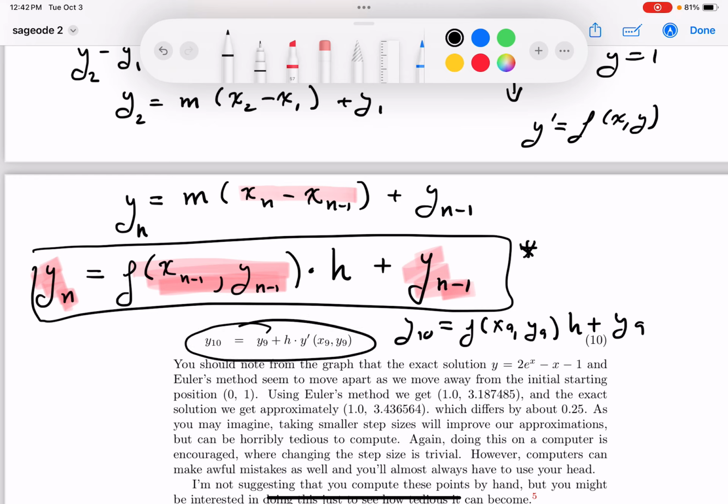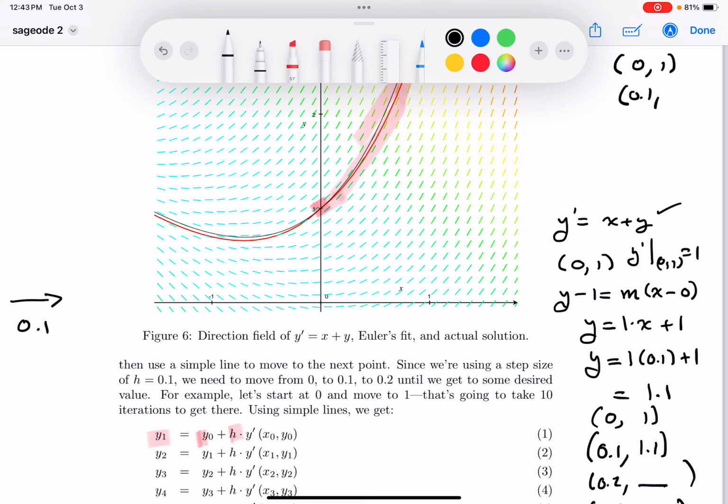This is really important. However, I still don't think it's easy to compute. So what I'll show you is how to do this on a computer, all right? When I do it on a computer, what you're going to see me do is compute the successive points. So I'll say the first point is going to be 0, 1. The next point, we just computed that, was 0.1, comma 1.1. The next point would be 0.2. And the x's are really easy to do, by the way.